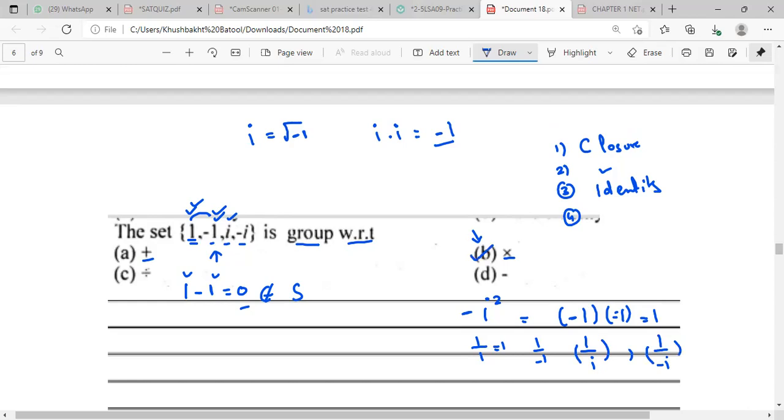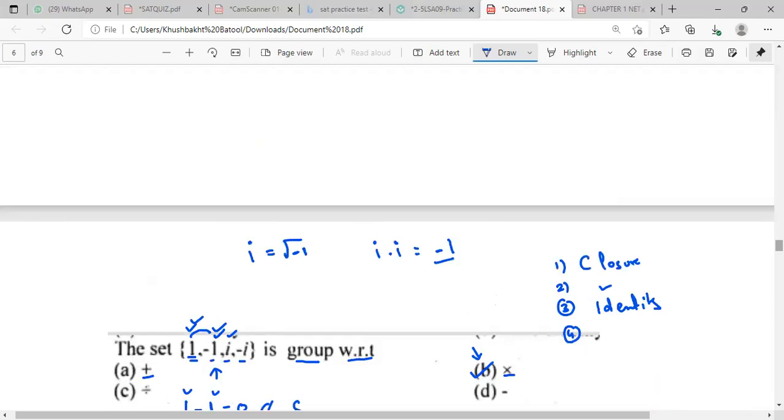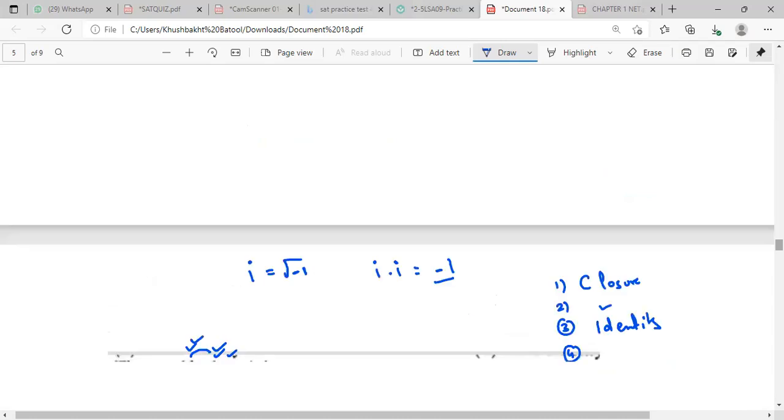Time is up. Any questions other than this question? We'll talk about this in the next class. Anything that you have not understood other than this question? Any concept, any question which we have discussed today, anything?